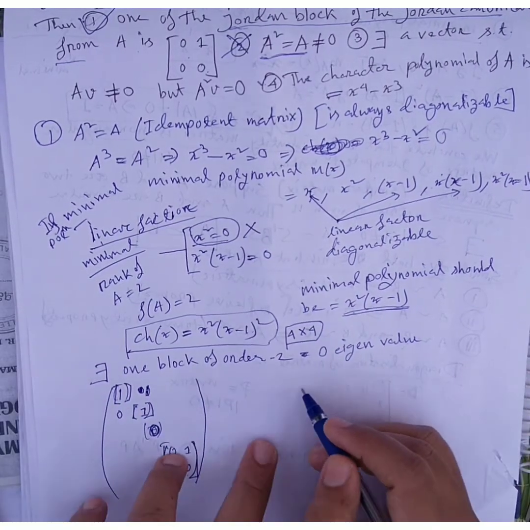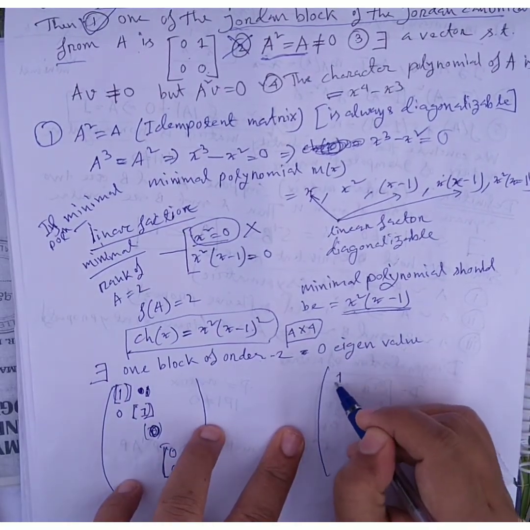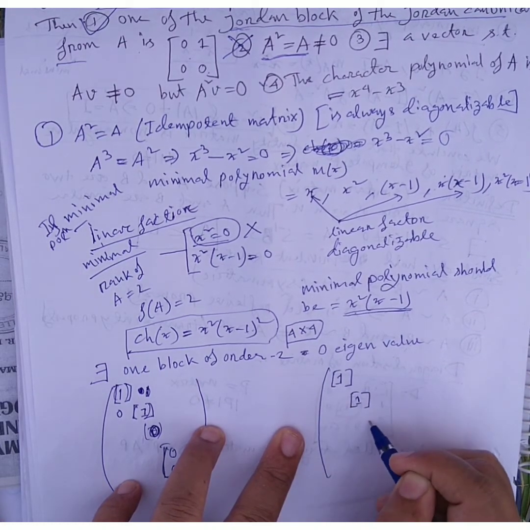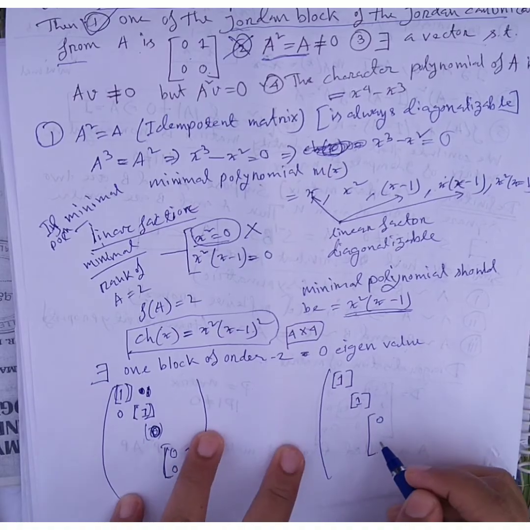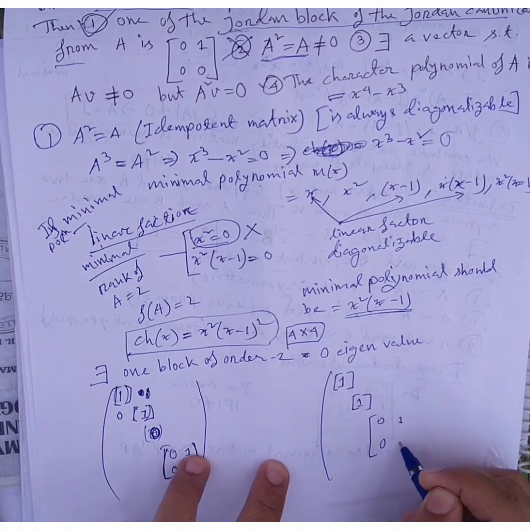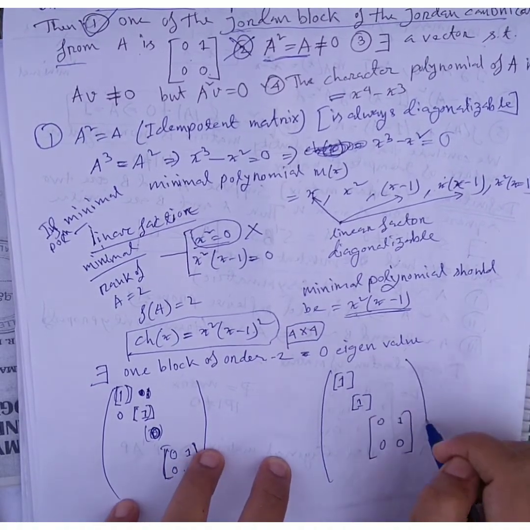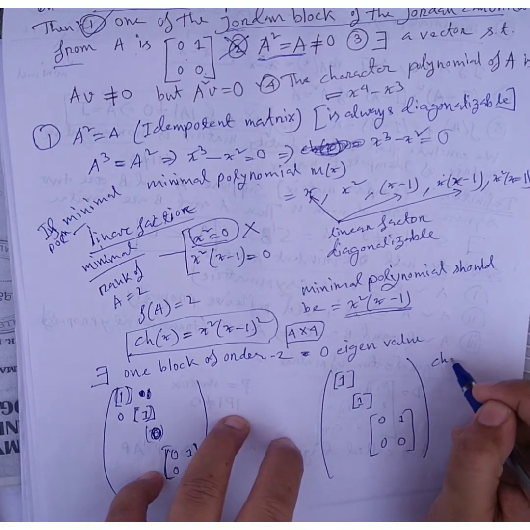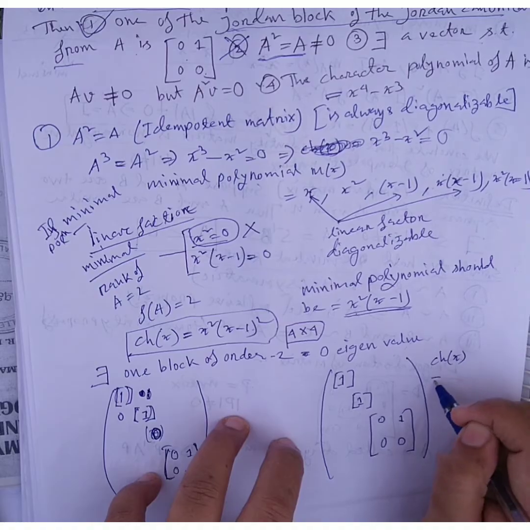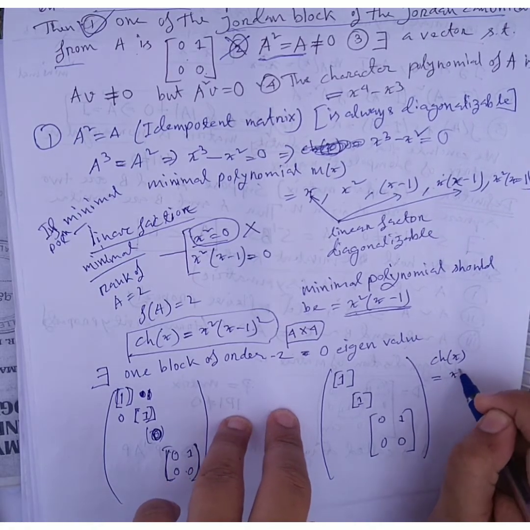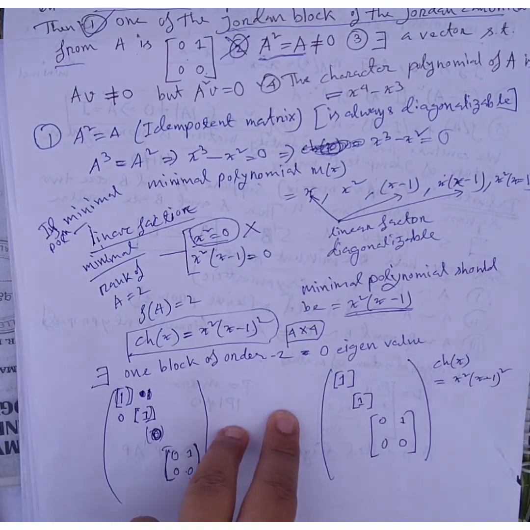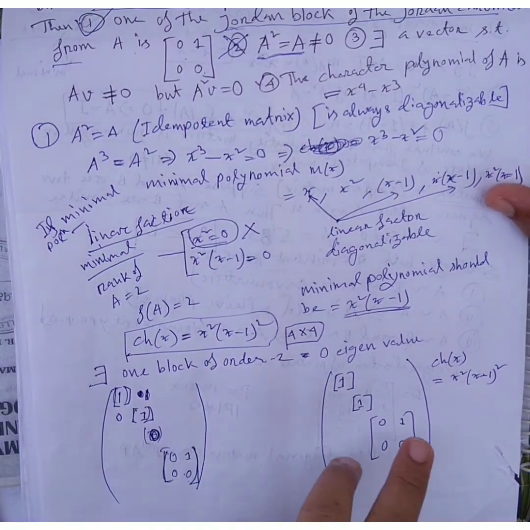1 1, my Jordan block will be 1 1 and 0 0 1 0. This is my possible Jordan block when the characteristic polynomial of x is x square into x minus 1 whole square. Okay friends, this is my possible Jordan block.